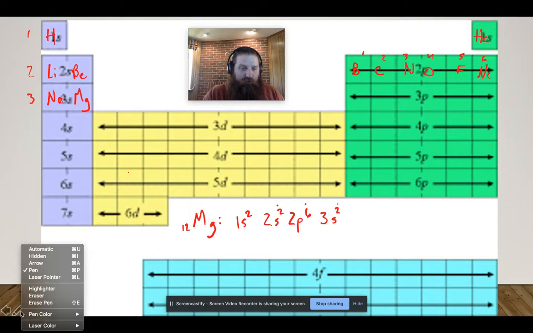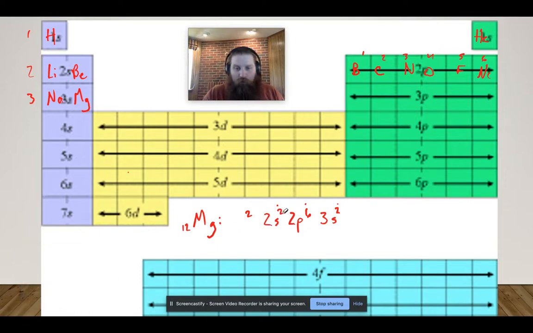Let me grab my eraser. I don't know why they didn't give the eraser a shortcut. It seems kind of dumb.